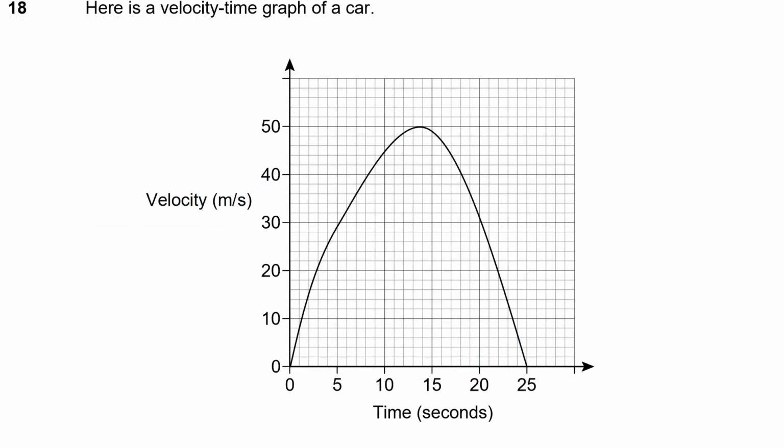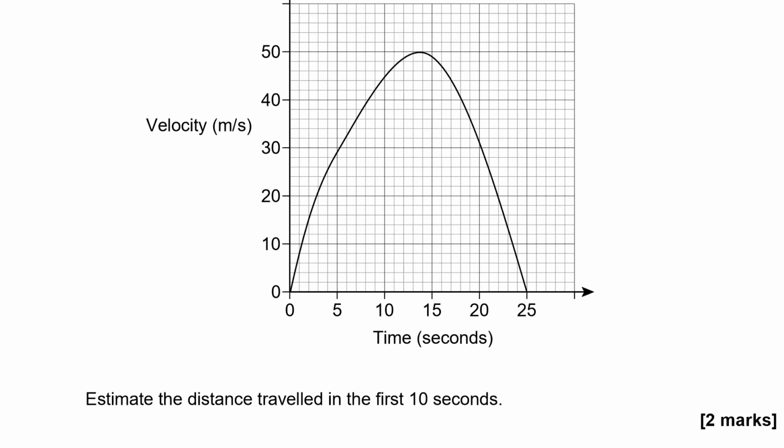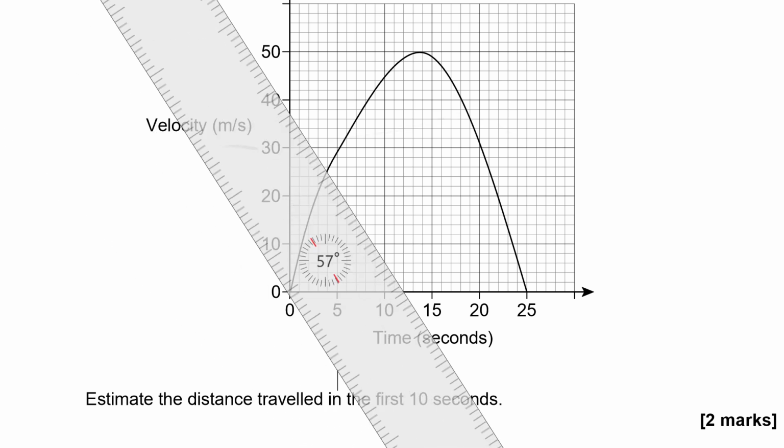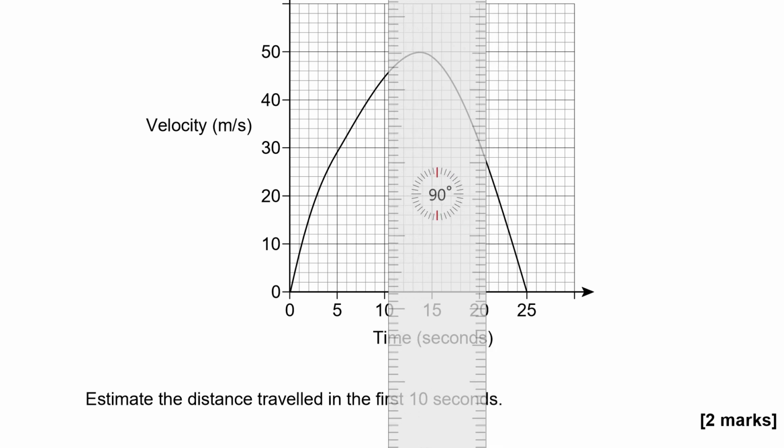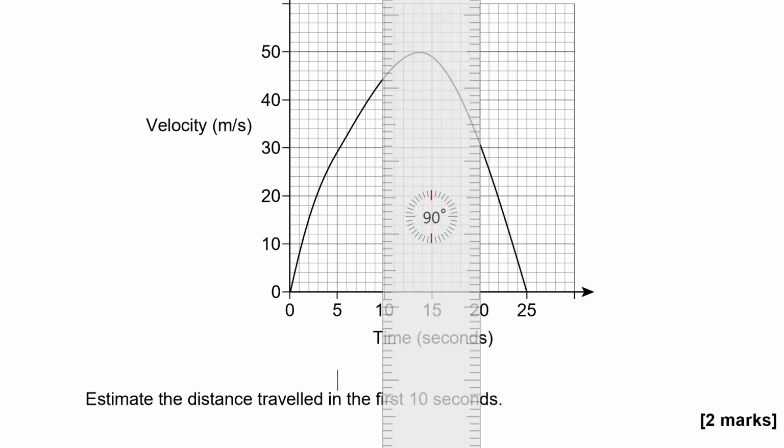Question 18. Here is a velocity time graph of a car, and we're asked to estimate the distance travelled in the first 10 seconds. Distance travelled is the area under a velocity time graph. So we need to estimate the area under the graph between 0 and 10. So we want the area under the graph to the left of this line.